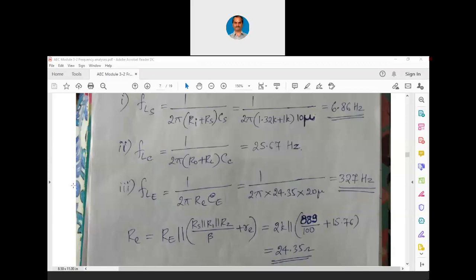So now we have discussed the low frequency response of a BJT circuit. Let us proceed now to discuss the low frequency response of a JFET circuit.